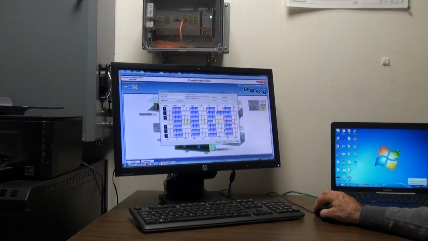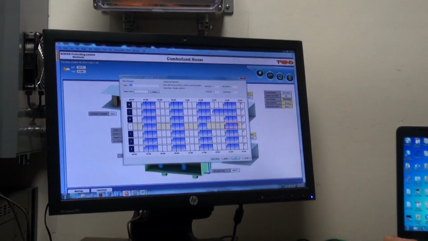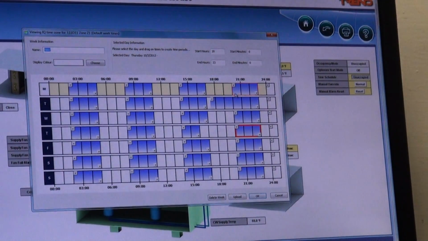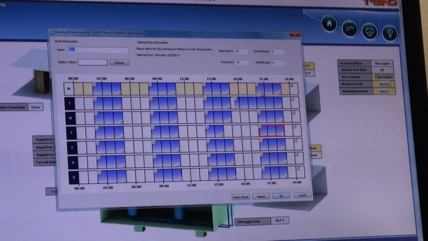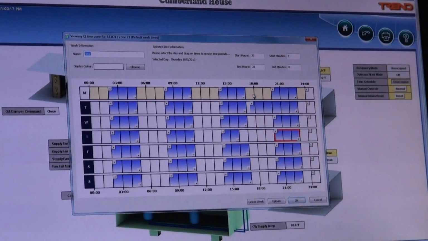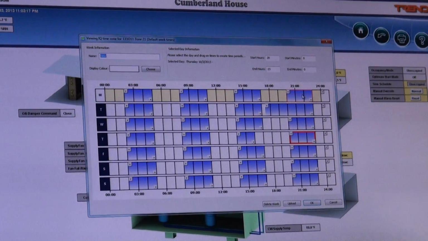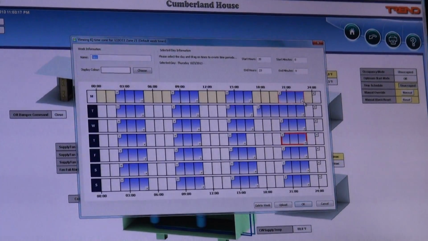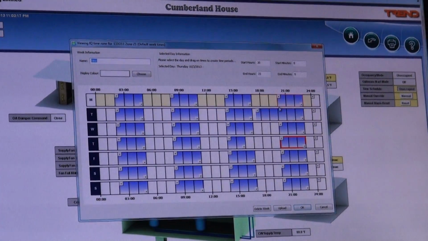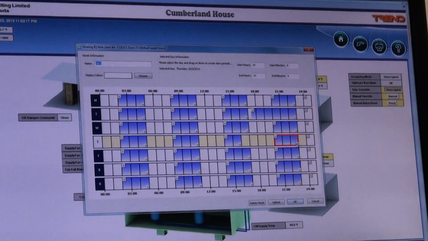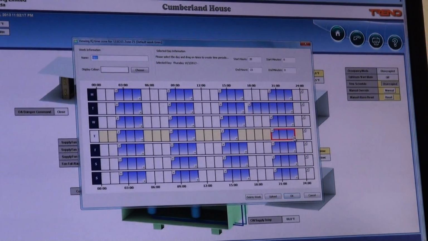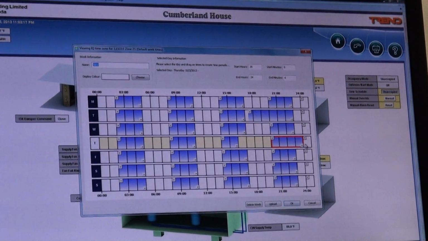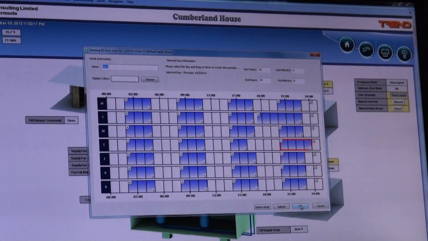We're going to bring it on for an hour. At this moment it's scheduled to go off at 11 o'clock. Let's see, 6, 7, 8, 9, 10, 11. It went off at 11 o'clock. So we're going to put it on for an additional hour. So we go to the day, which is Thursday. We drag this for 1 hour. We go OK.